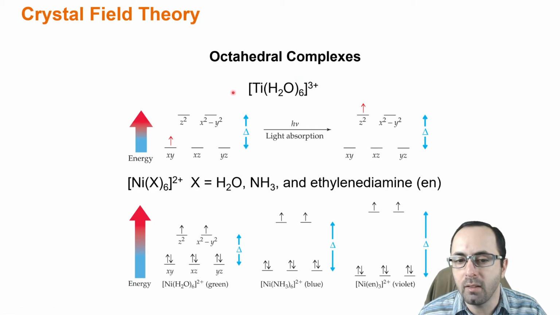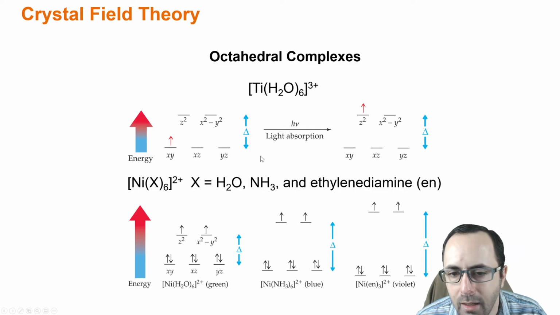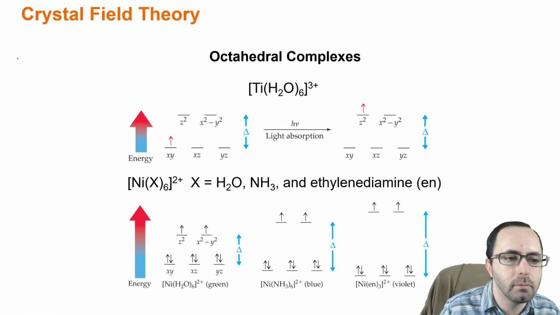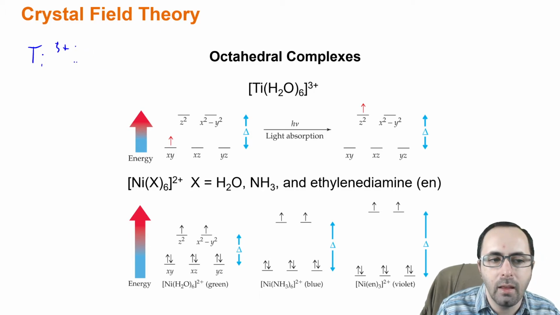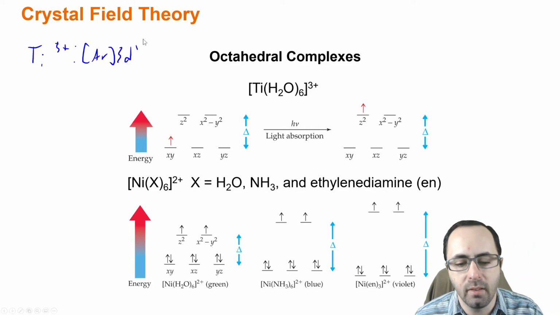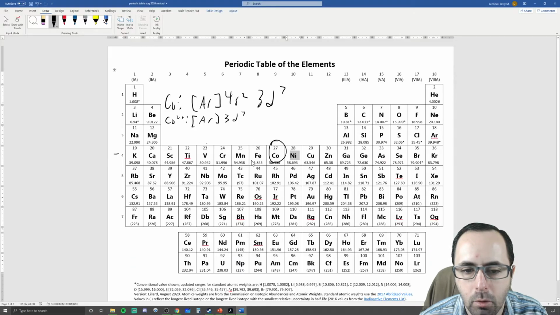So here's an example of an octahedral complex, hexaaquatitanium(III). Titanium 3+ has an electron configuration of argon 3d1. You can see it right here if we go back to the periodic table.